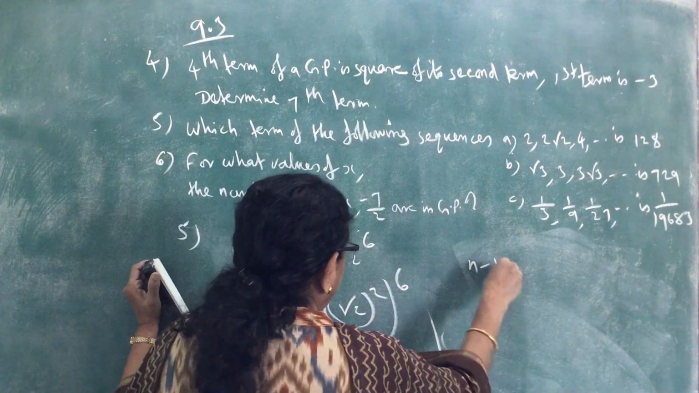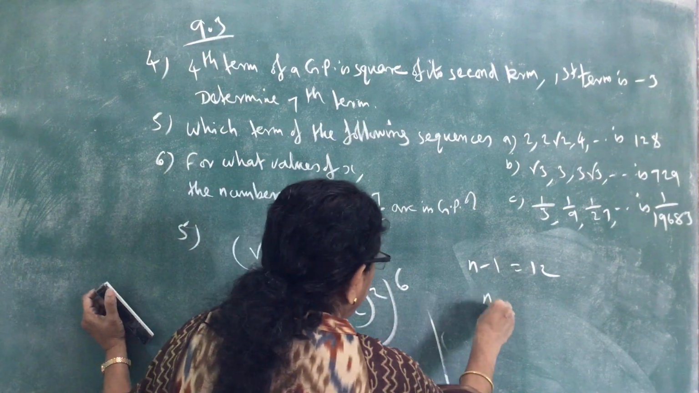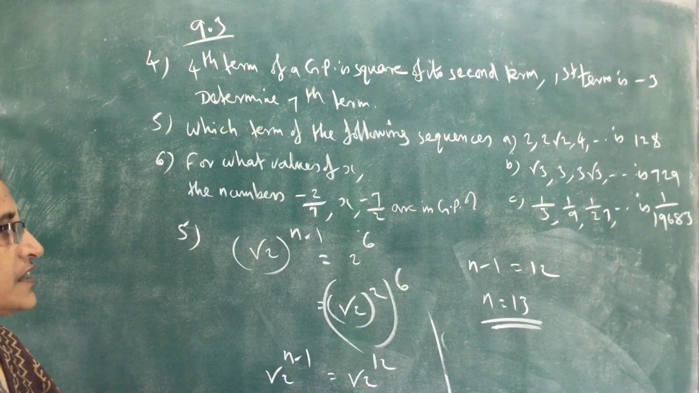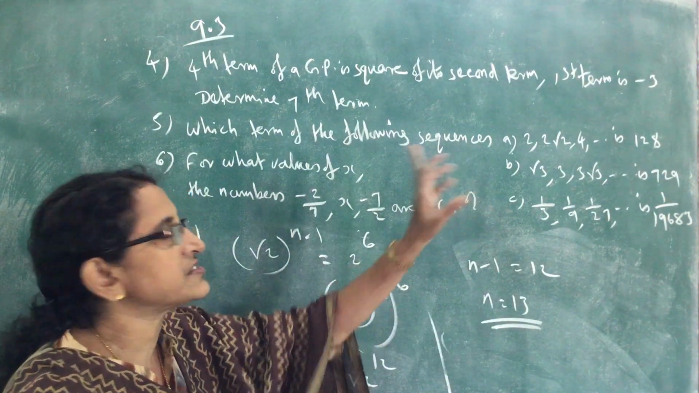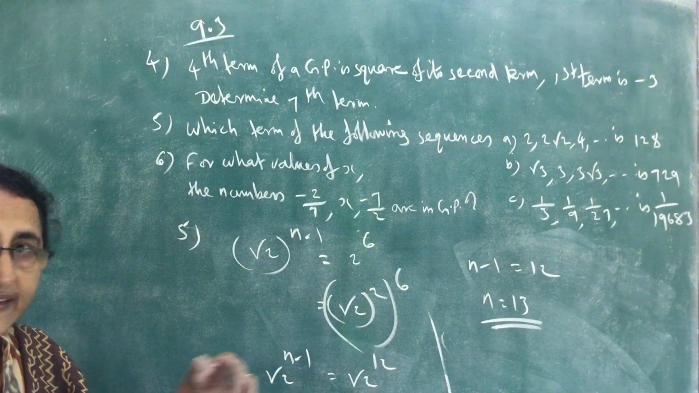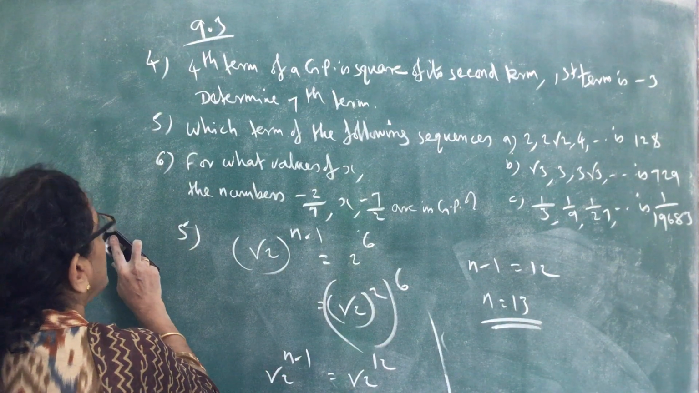So we get n minus 1 equal to 12. So n equal to 12 plus 1, 13. What is the answer? Therefore 13th term is 128. The question is which term is 128? So write the answer. Therefore 13th term is 128.